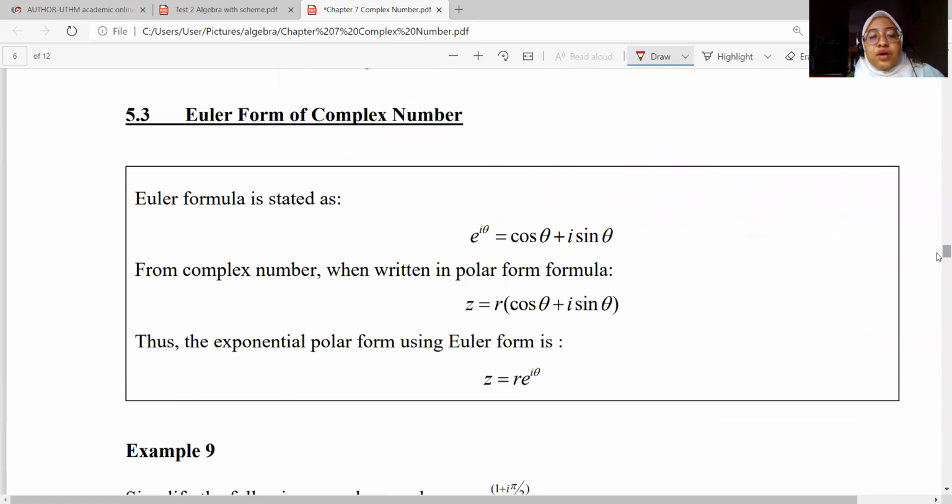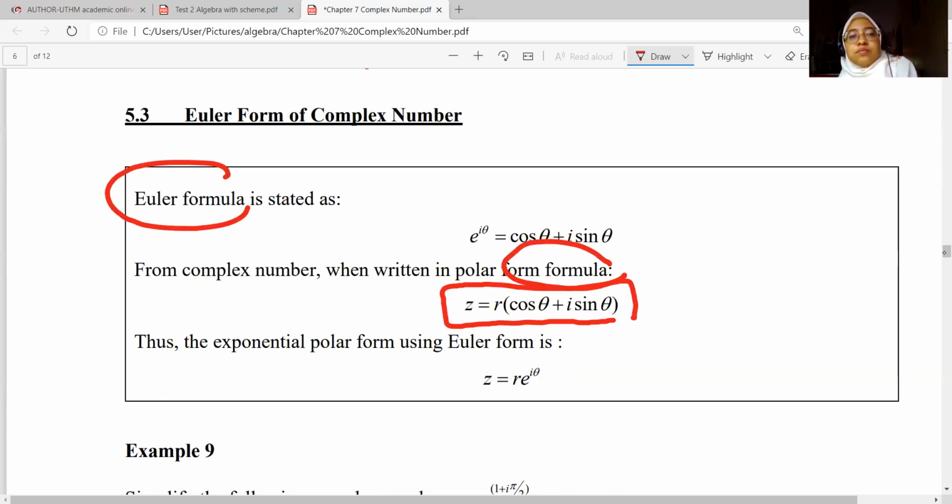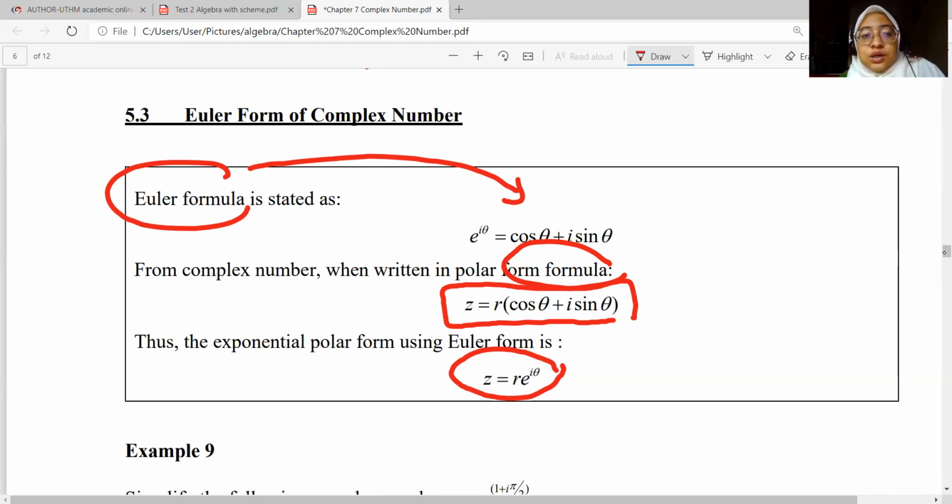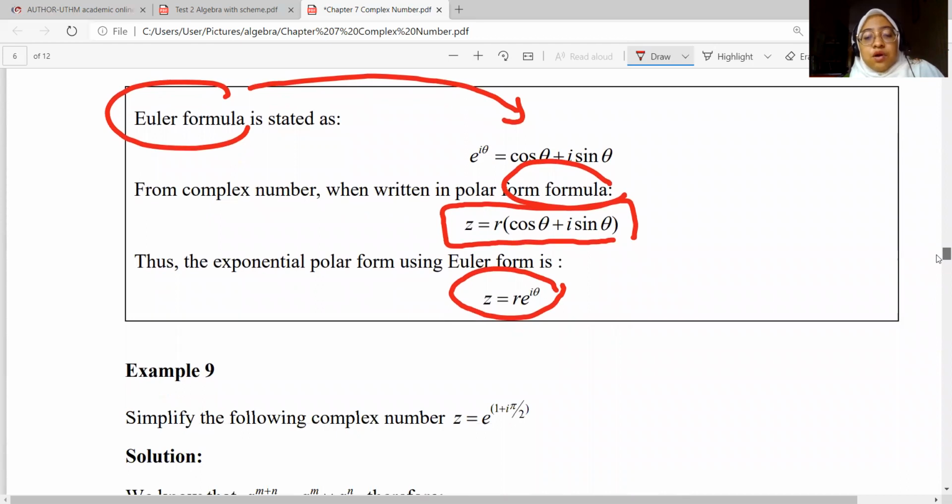Next is the Euler form of a complex number. Euler form is stated as e to the power of I theta equals cos theta plus I sin theta. From a complex number written in polar form, we have this. This is the polar form. This is the Euler form. Thus, the exponential polar form using Euler form is Z equals R e to the power of I theta. So when we have a polar form, we can convert it into Euler form, and it is called the exponential polar form using Euler form.